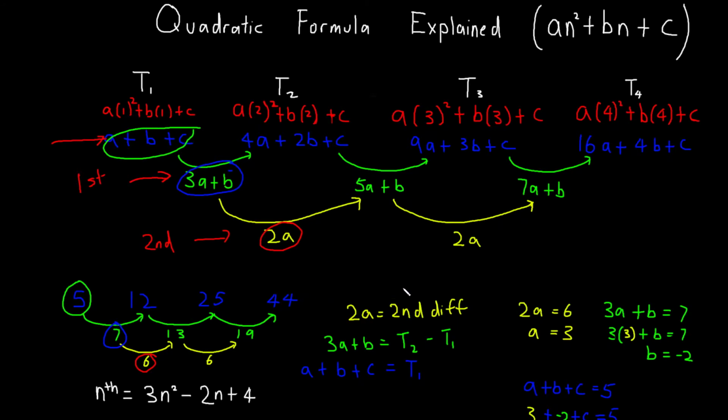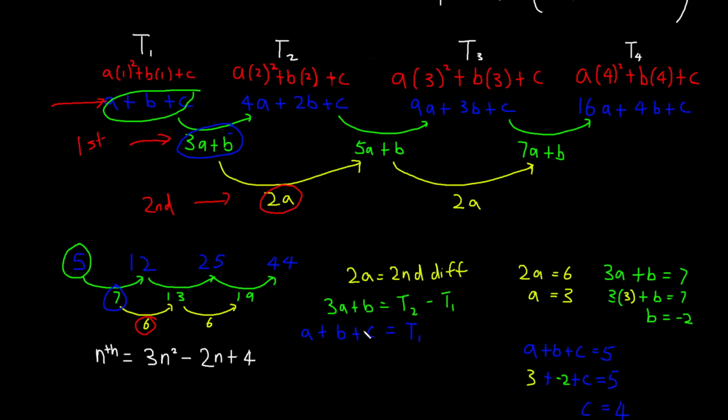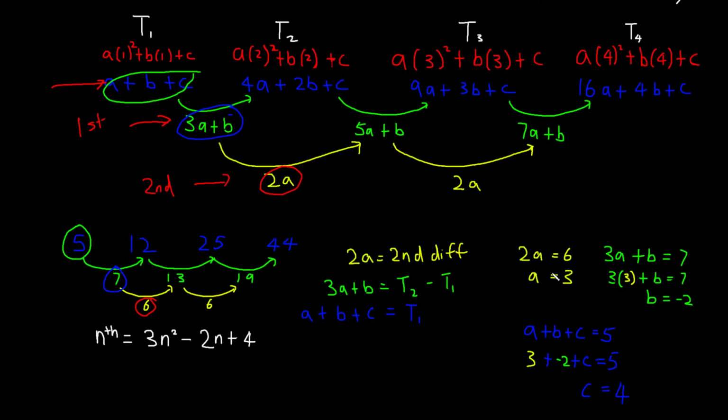Alright, so from here we can say 2a is your second difference. 3a plus b, we only got 3a plus b from using term 2, which is 4a plus 2b plus c, minus a plus b plus c, term 2 minus term 1. Okay, and finally a plus b plus c is term 1, as we can see here. 2a second difference, 3a plus b, term 2 minus term 1, a plus b plus c is your term 1. This is exactly the formula that we need to solve your quadratic formulas.